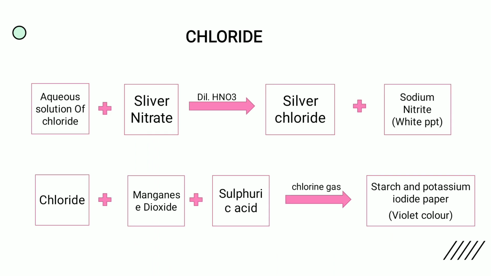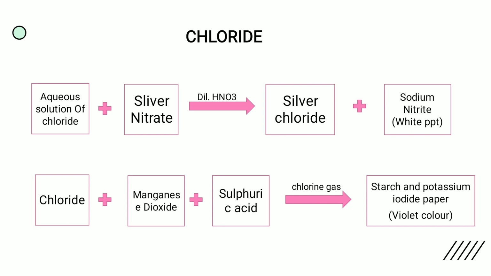Next is the chloride. For the chloride identification, simplest test is a limit test. In the limit test, the reagents are the silver nitrate and nitric acid, same as like we perform the first test. Aqueous solution of chloride, in that we add the silver nitrate, and in the presence of dilute nitric acid, that is HNO3, it forming a silver chloride white precipitate. Okay.